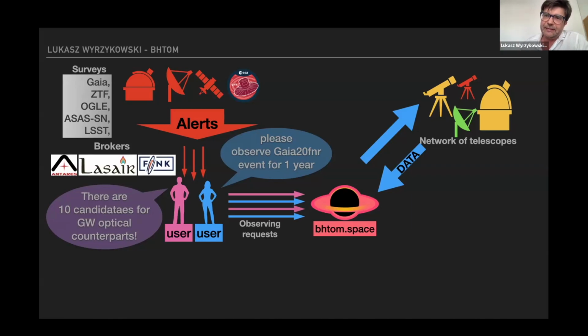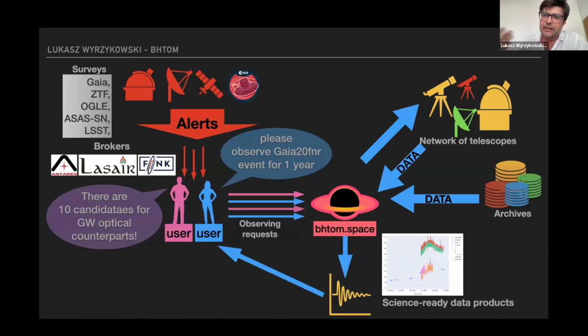And then we take care of all the data flow, not only sending the requests to telescopes, but also we take the data from these telescopes and we process them. At the same time, we grab the data from vast public archives, which are now growing in numbers and are longer and longer in time as well. And then we deliver science-ready data products, mostly photometry. This is focusing so far on photometry, but we're also thinking about expanding to spectroscopy, polarimetry, astrometry, and so on. And then this goes back to users, and users can do whatever they want with it, right?